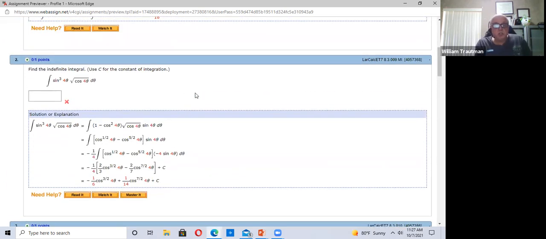Okay, so sine has a power of 3. So if you go to the 8.3 notes, where your sine has an odd power, that very first one says save a sine x. And in this case, we're not saving a sine x. We're saving a sine of 4 theta to the third power.